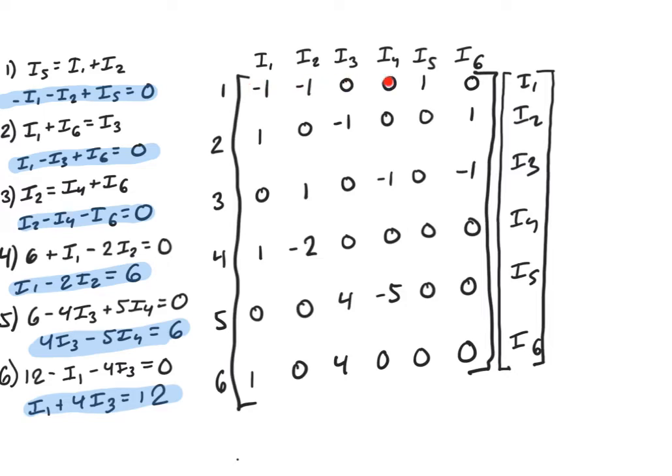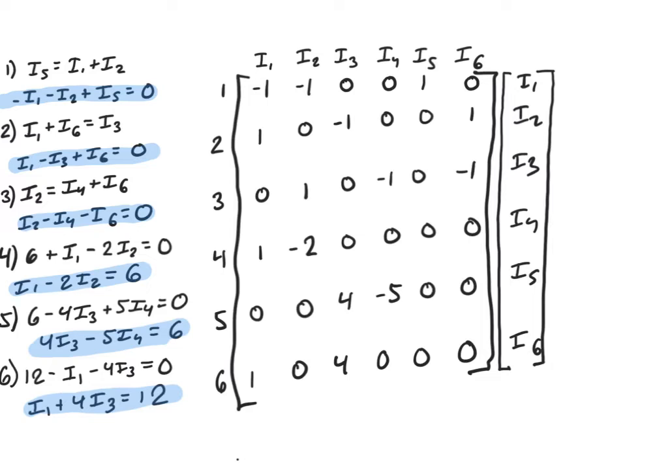And the reason why I'm doing that is because if you remember your matrix multiplication, if I multiply this first row by this first column, this is minus 1 times I1, plus minus 1 times I2, plus 0 times I3, plus 0 times I4, plus 1 times I5, plus 0 times I6. That is precisely the equation that I have over here. There is minus I1, minus I2, plus I5, and everything else is 0. So this first row times this column vector gives me equation number 1. The second row times my column vector gives me equation number 2. Third row times the column vector gives me equation number 3, and so on.